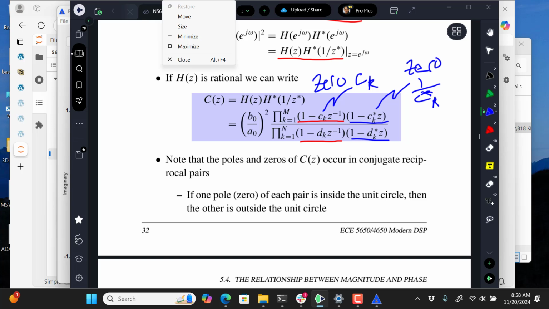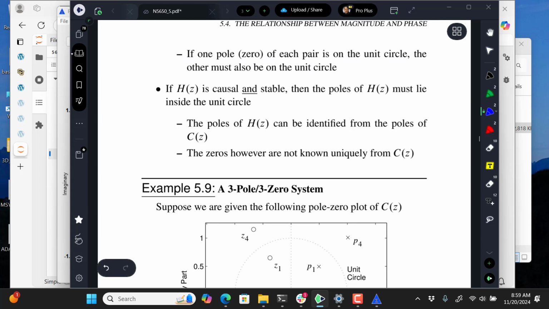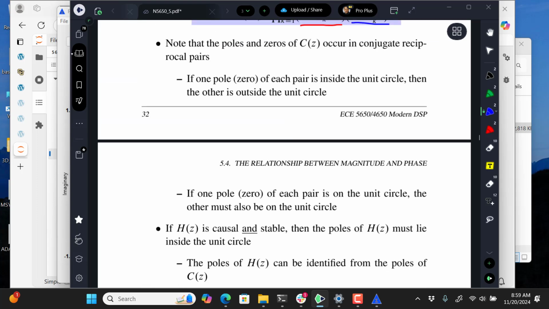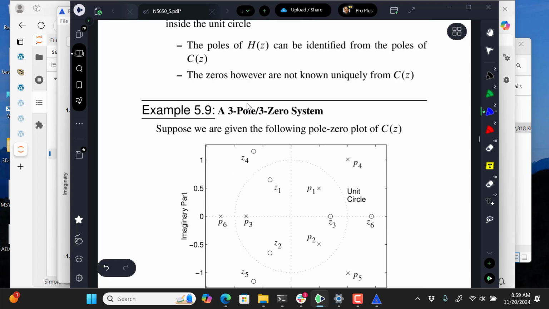So when you take a complex number and you want the reciprocal of it, but want it to lie in the same radial direction, if you just take 1 over CK, the angle will be in the wrong location, but if you conjugate, then you'll bring it to the right location. So these two zeros sit across the unit circle from each other. And the poles do the same thing. So if one pole or zero is inside the unit circle, then the other is outside the unit circle at the same angle.